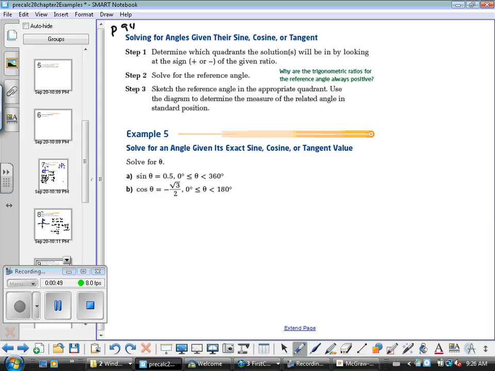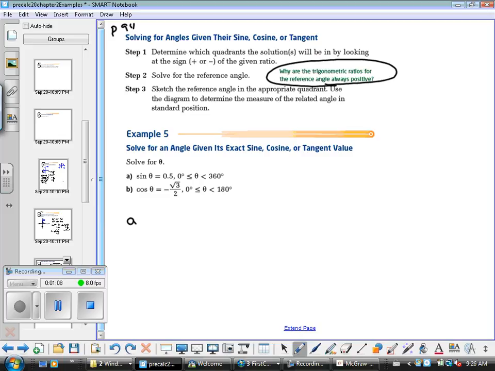Then we solve for the reference angle, okay? And when we do that, we're going to take the positive of the trig ratio. Then we sketch the reference angle in the appropriate quadrant and use the diagram to determine the measure of the related angle in standard position. Okay, so I'll show you exactly what that means right now.